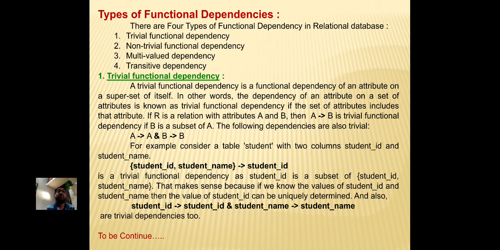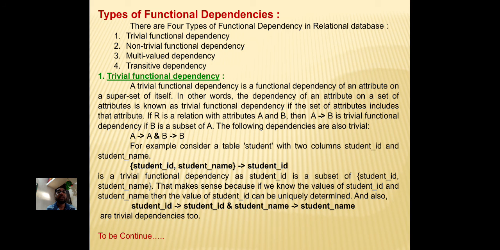A trivial functional dependency is a functional dependency of an attribute on a superset of itself. In other words, the dependency of an attribute on a set of attributes is known as trivial functional dependency if the set of attributes includes that attribute. If R is a relation with attributes A and B, then A → B is a trivial functional dependency if B is a subset of A. The following dependencies are also trivial: A → A and B → B.